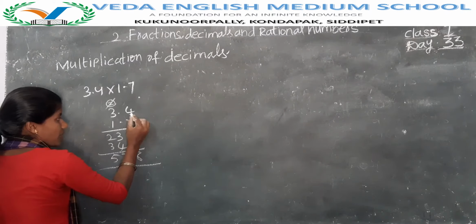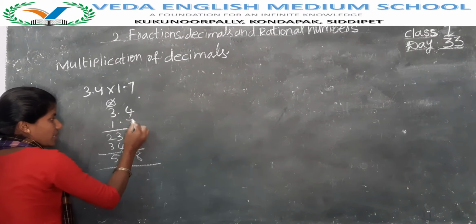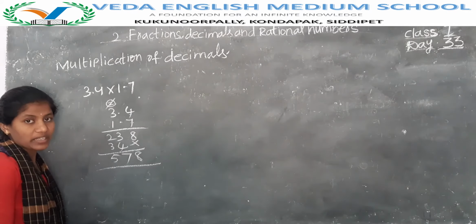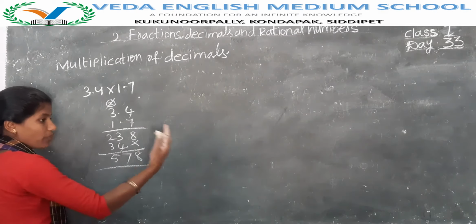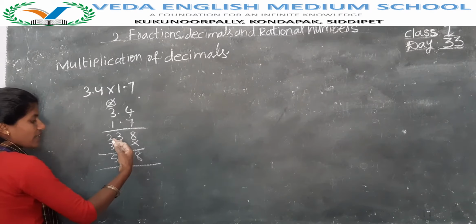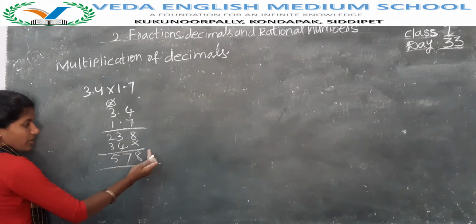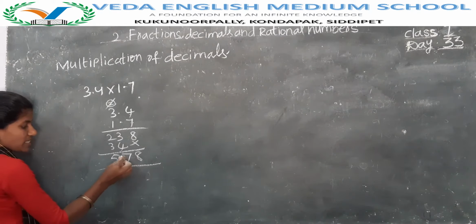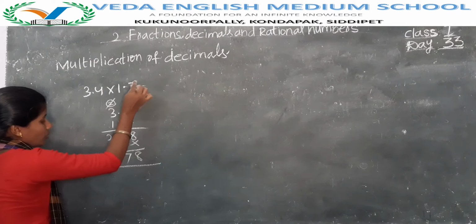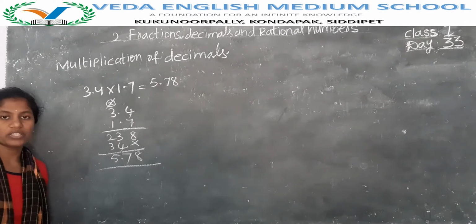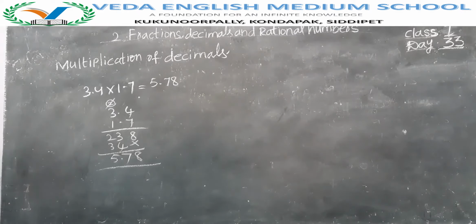After the decimal point, here we have one digit, here we have one digit. Total we have two digits after the decimal point. So from the right side, after two digits, you will get the point in the answer. From the right side, 1, 2, two digits have completed, here you will get the point. So the product of 3.4 into 1.7 is 5.78. It is the multiplication of decimals.